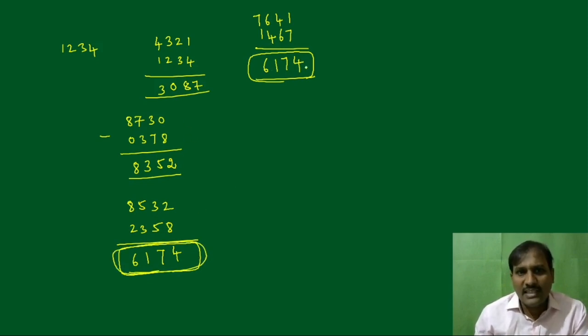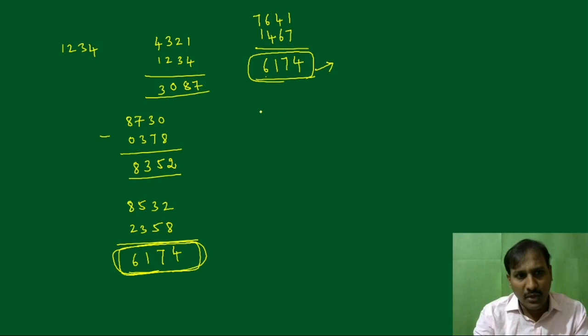So that's why this 6174 is called Kaprekar's constant, and this entire process is called Kaprekar's routine. Whatever four digit number you take, when you continue in this process, it will end up with 6174. And when you apply the same process to this 6174, the result will be 6174 again. So that's why 6174 is called Kaprekar's constant.